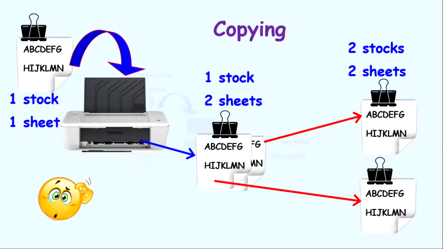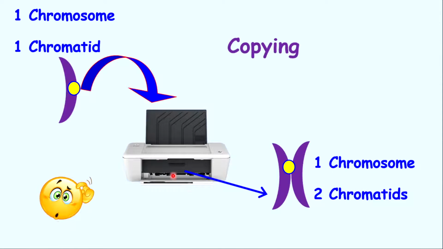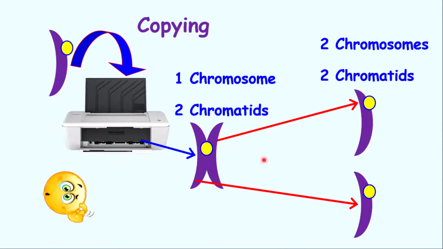Now let's apply this to chromosomes. You put one chromatid in. Remember, you're not copying the centromere, only the information part. When you copy that and you choose to keep them together because of one centromere, you have one chromosome, but with two chromatids. Alternatively, if you decide after copying to separate the chromatids, you'll have two separate chromatids with their own centromere, which means two separate chromosomes, but a total of two chromatids.